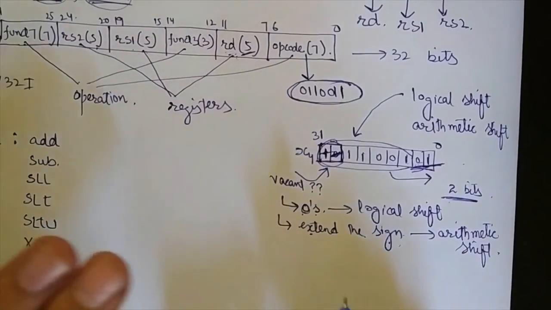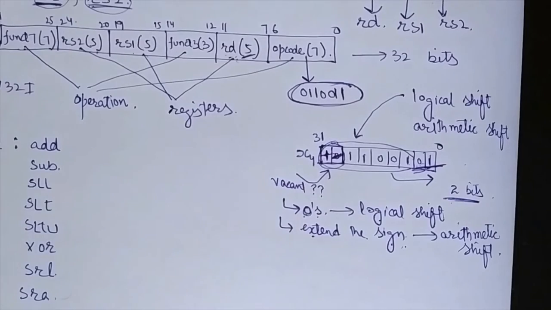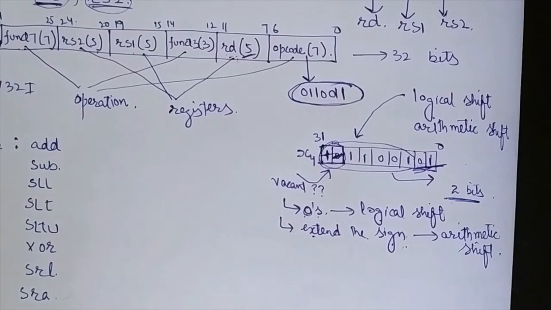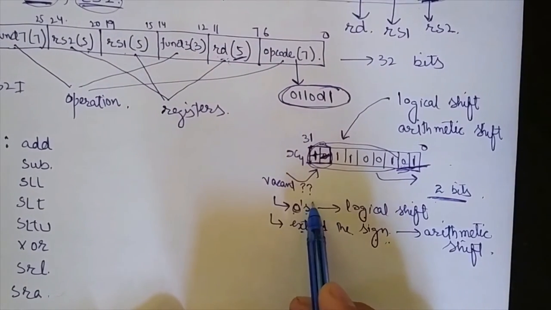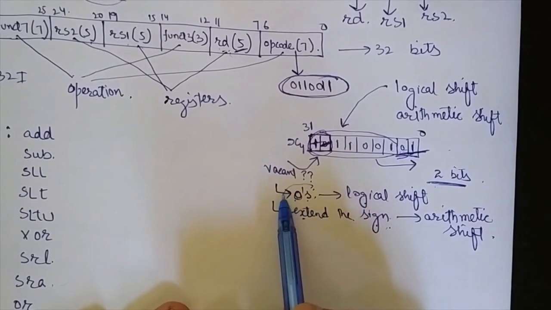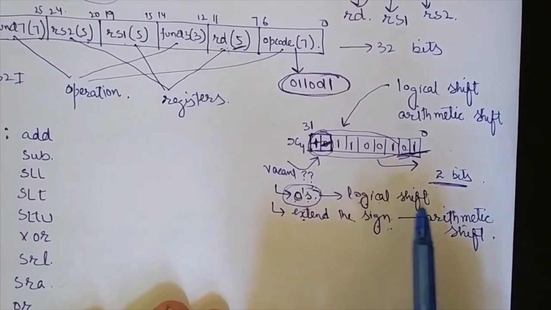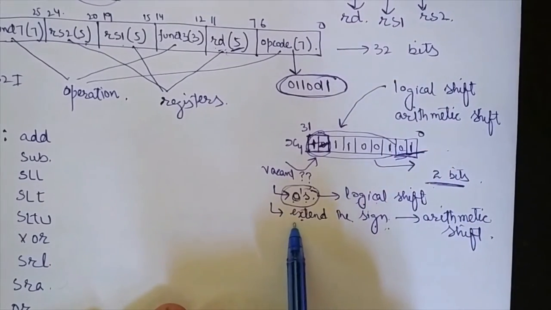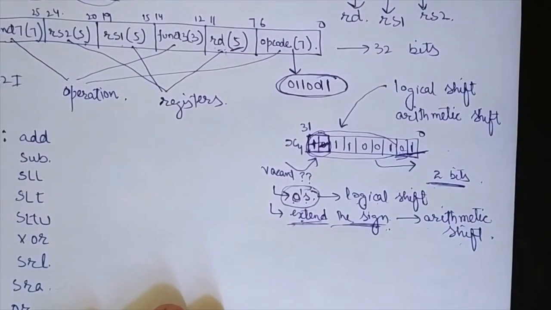Okay, so here we are discussing the right shift. Right shift has 2 parts. We are shifting by X number of bits, but after shifting, the X most significant bits will remain vacant. Those vacant bits can be filled with zeros. If filled with zeros, we call it right logical shift. However, if filled with the sign bit, then we call it right arithmetic shift.